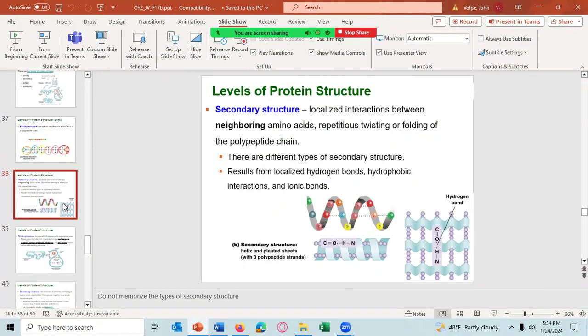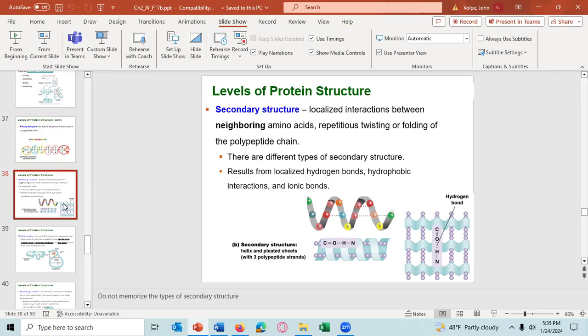The protein then forms the secondary structure. And the secondary structure forms by the interaction of nearby amino acids. So the neighboring amino acids start interacting with each other, and that gives rise to the secondary structure. The interactions can be both attraction and repulsion in the secondary structure.